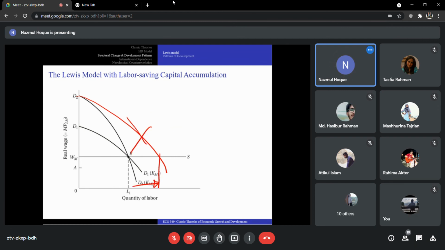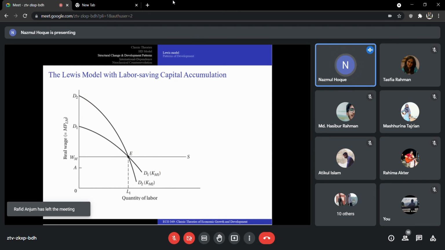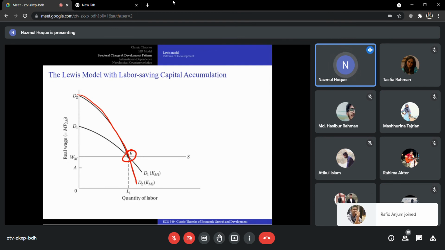Instead of this, they invest in capital equipment that is labor saving, so that the labor demand curve looks like this. So, as you can see, labor employment doesn't change in this case, right? So that would be a problem. This is kind of a criticism of the model. This model is not going to work if capitalists invest in labor saving equipment or capital. So what is the problem here? It does not absorb additional workers.